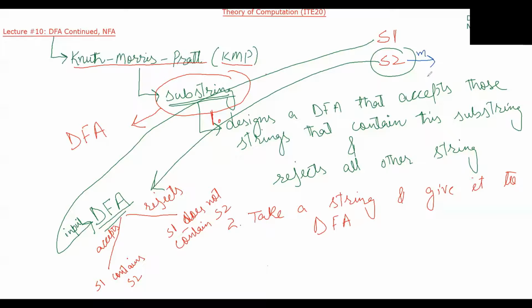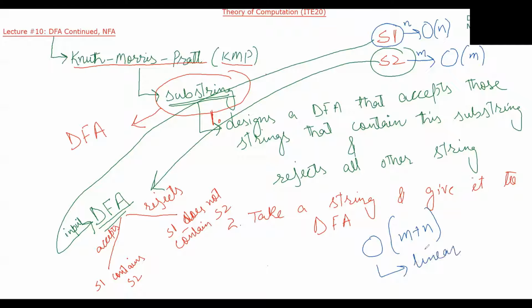Okay, so how much time does it take? For constructing a DFA, let's say the length of the substring is m, then it will take order of m time, and for checking this particular string on this DFA, let's say it has length n, it takes order of n time. Okay, so the total time is order of m plus n, or we can say it takes linear time. So the Knuth-Morris-Pratt algorithm finds a substring in a string in linear time. Okay, so this is the use case or application of deterministic finite automata.